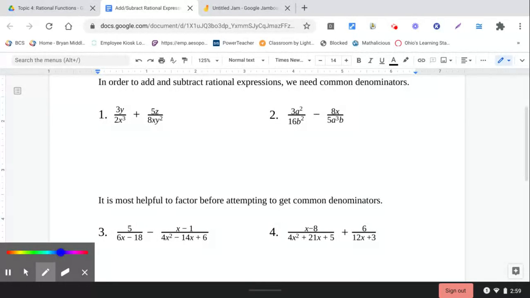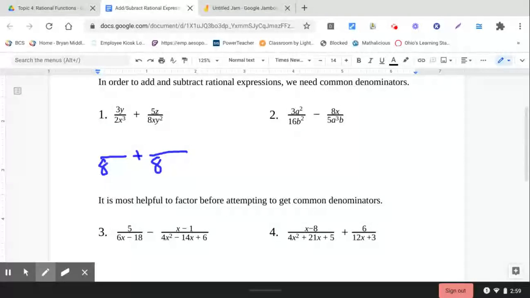So first, we're going to think about the number. So between 2 and 8, we need to have an 8 in the denominator. That is going to be our goal. So in order to turn that 2 into an 8, we're going to need to multiply top and bottom by 4. Okay, so far so good.